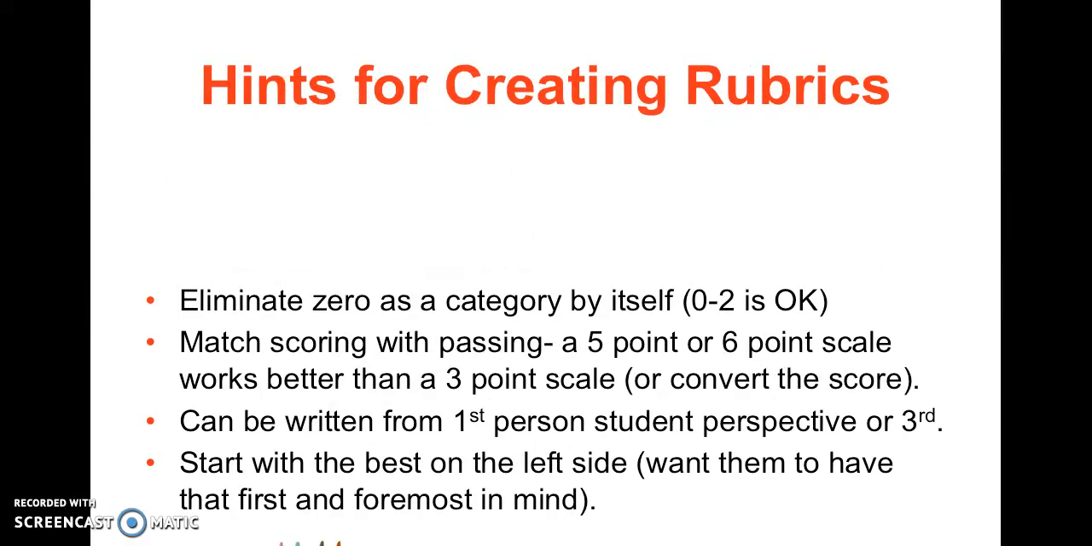And then just some ideas for creating rubrics, kind of the cheat sheet part of this. Don't have a 0 as a category. Start with 1. Use matching scores, on a 5 or 6 point scale. Like I said, before I went to SRG, Standards Reference Grading, I did a 1 to 5 so that I had a 3 as a middle ground. Now I do a 1 to 4, but I have my 2.5, 3, 3.5. So it's still 5 different categories.